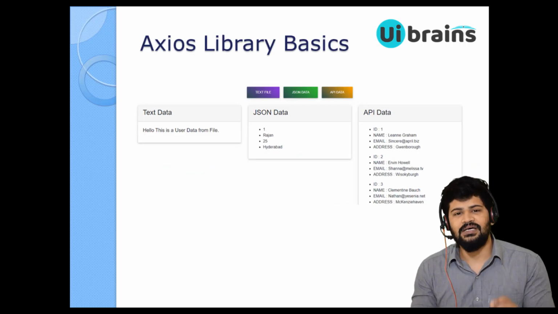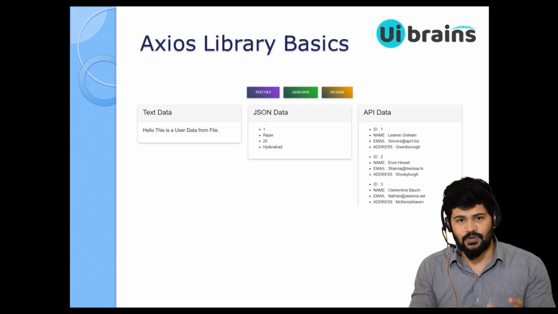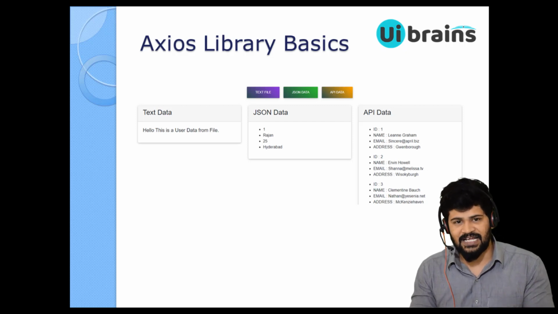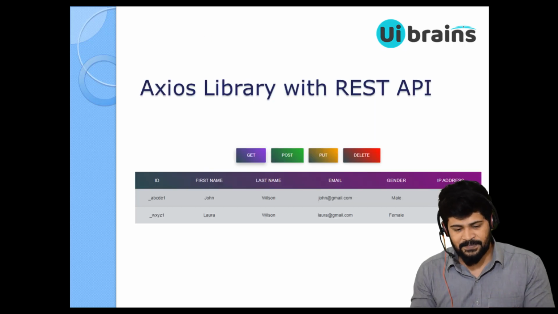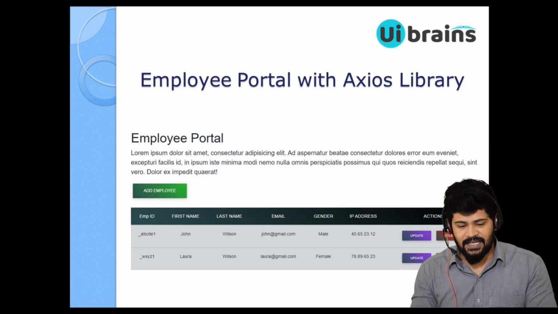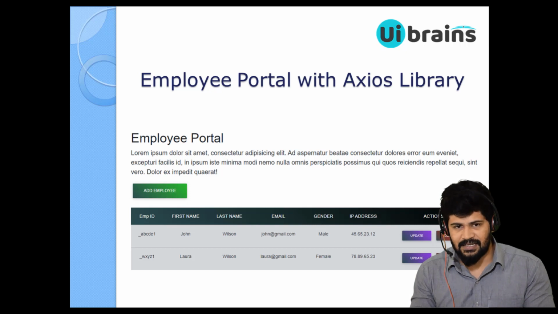So how to incorporate and how to use that Node.js Axios library with a browser, and how to fetch different types of data with the Axios library, entirely using Ajax, and also REST API. And also we'll do the employee portal application again, using only the Axios library.